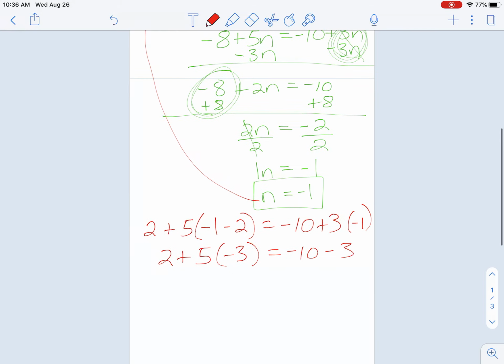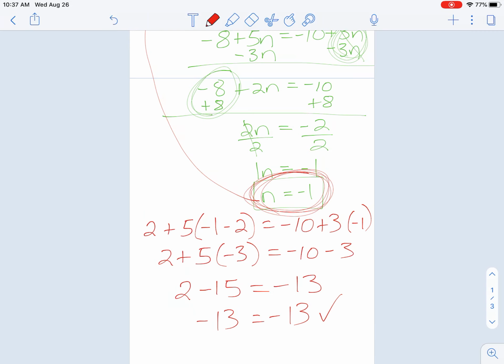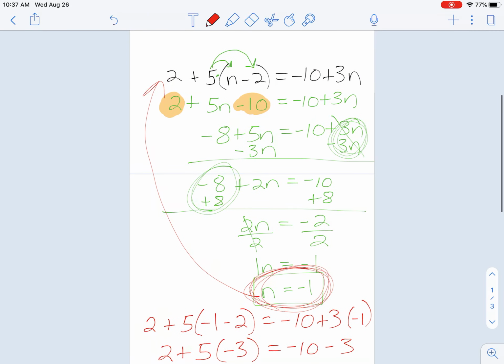Then once again, on the left, you're going to multiply the 5 and the negative 3 before you add that 2. So 5 times a negative 3 is a negative 15. Then a negative 10 minus 3 is a negative 13. 2 minus 15 would give us a negative 13 equals a negative 13. And so we've got the same thing on both sides, so we know that we're correct and that n is a negative 1.